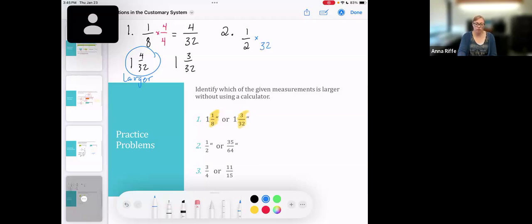So that's 32. If I multiply the bottom by 32, I have to multiply the top by 32 as well. So 1 times 32 is 32. 2 times 32 is 64. So it looks like we are comparing 1/2, which is 32/64, and 35/64. And I'm looking at the numerator because that tells me the number of pieces that I'm considering. Looks like 35 is the larger of the two fractions.